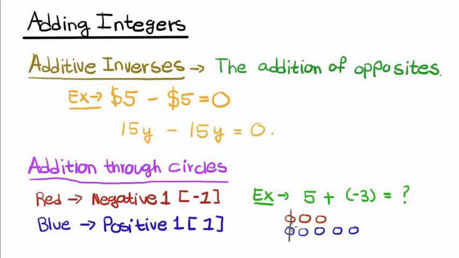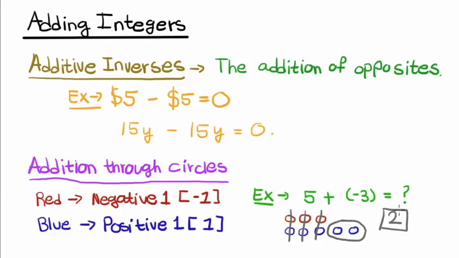So that is 0 right there. That is also 0 right there. And this is 0 right here. And what I'm left with are 2 blue circles. And 2 blue circles, of which each represents +1, will give me an answer of 2.